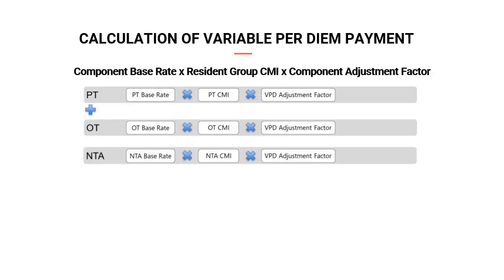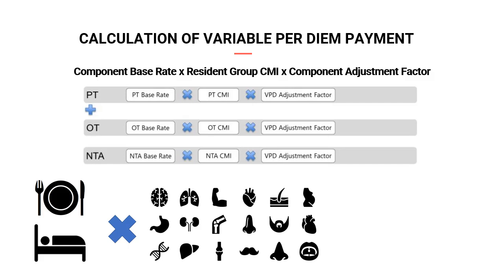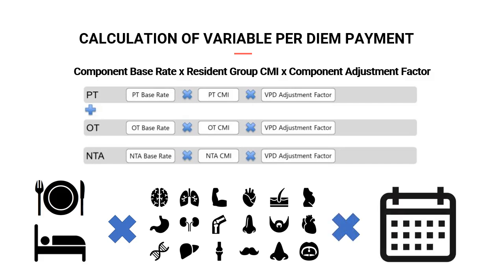To calculate the per diem rate for PT, OT, and NTA, multiply the component base rate, which accounts for room and board and capital improvements, times resident group CMI, which is patient characteristics represented by ICD-10 codes and comorbidities, times the VPD adjustment factor, which will vary depending on the day of the Medicare Part A stay.